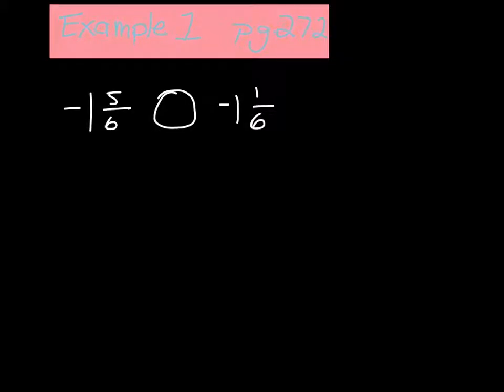Okay, in this example, we're going to compare numbers that have the same denominator. So we have -1 and 5/6, and we're comparing it to -1 and 1/6. We're going to try this example using a number line. So I know that both of my numbers are going to fall between -1 and -2.